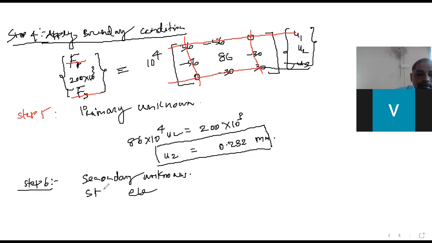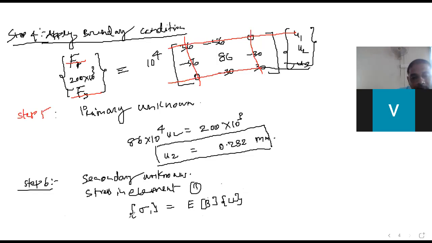Stress in element 1. The formula is sigma 1 is equal to E into B into U. B is nothing but the strain displacement matrix. Already we have discussed. So E into B into U is the formula for finding out the stress.